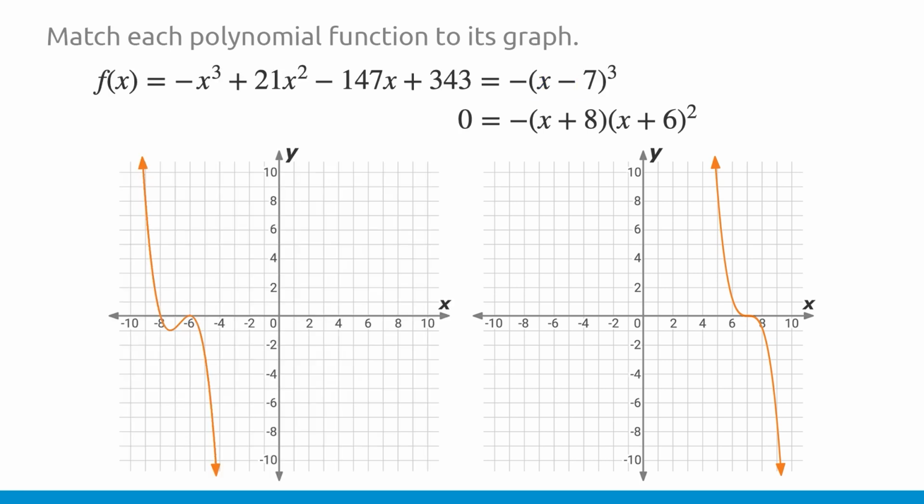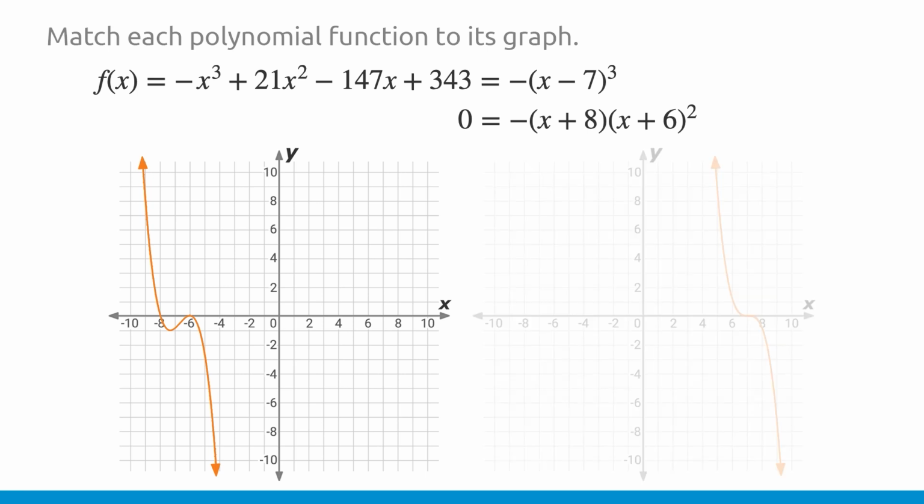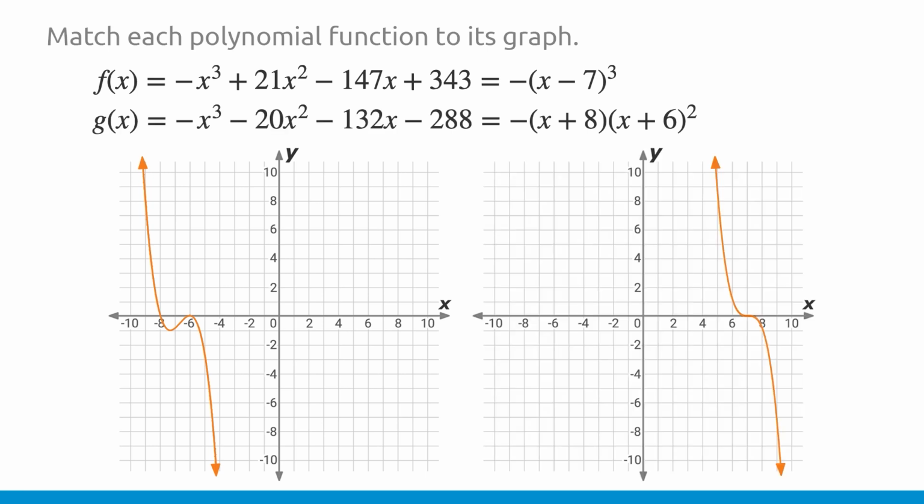Now let's set g of x equal to 0. Negative x plus 8 times x plus 6 squared equals 0. This function has 2 real zeros, one at x equals negative 8, and one at x equals negative 6. So the function intersects the x-axis twice at x equals negative 8 and x equals negative 6. That matches the graph on the left. That means f of x must be the graph on the right, and g of x must be the graph on the left. How about this one?